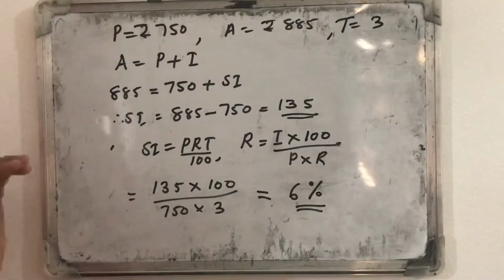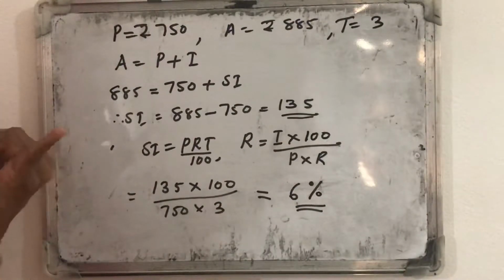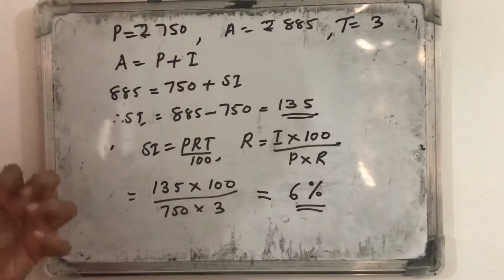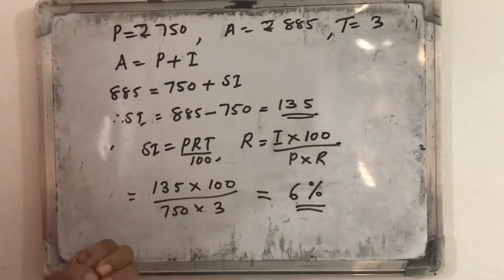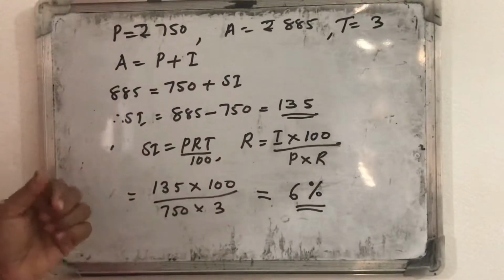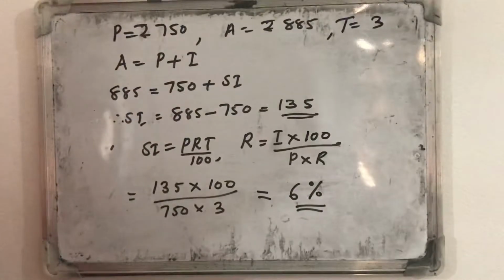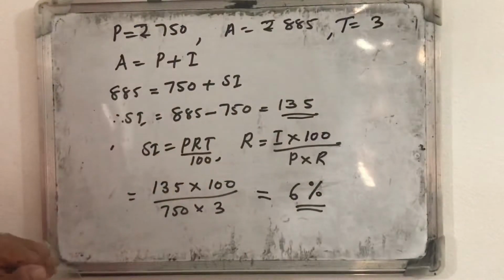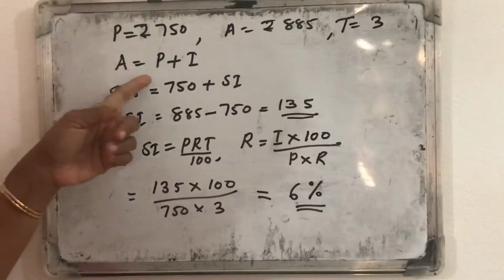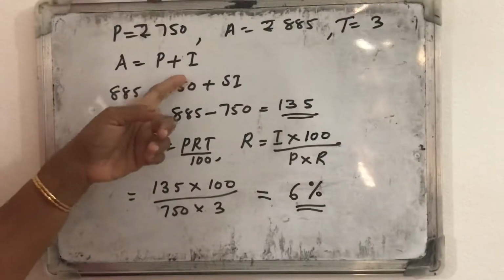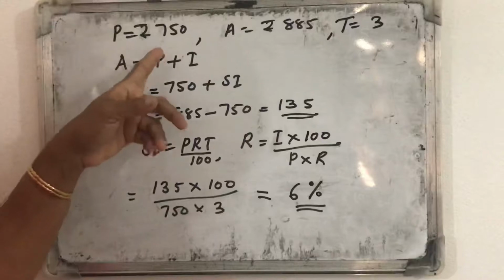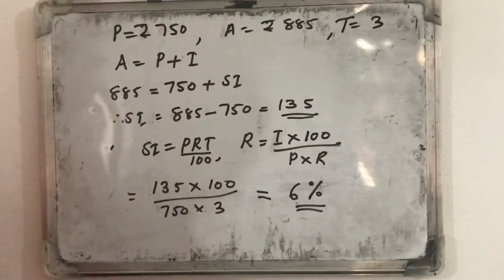Okay, so first we read the question. If 750 rupees amounts to 885 rupees, the principal will be 750 and the amount is 885, also given, and T is given as 3. From that, first we find out A. We know the equation: adding principal with the interest we will get the amount. So the amount is given already here. Through that we can find out how much the interest is.